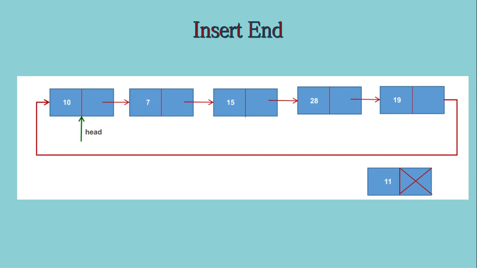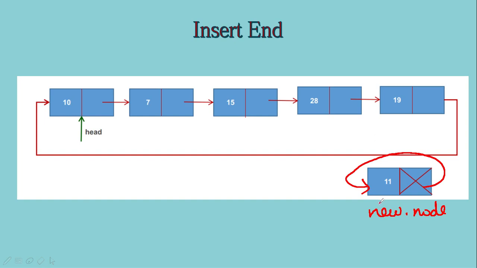Hi everybody, in this video we will discuss inserting at the end in a circular linked list, and we will implement it using C++. So let us first consider the case when the list is empty. When the list is empty, we will create a new node and make the next part of the new node equal to the address of itself.